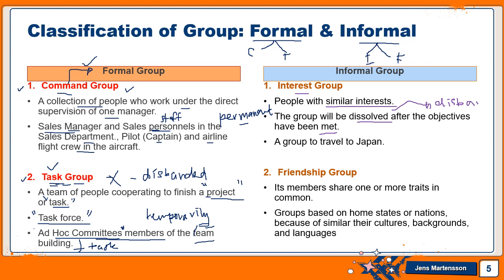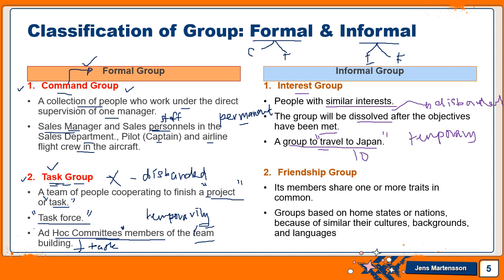Okay, so in other words, an interest group is a temporary group. For example, a group to travel to Japan. Let's say you work in ABC company. Out of 50 employees, 10 of you love to travel. So these 10 of you form a group for the purpose of traveling to Japan at the end of August. So 10 of you form a group.